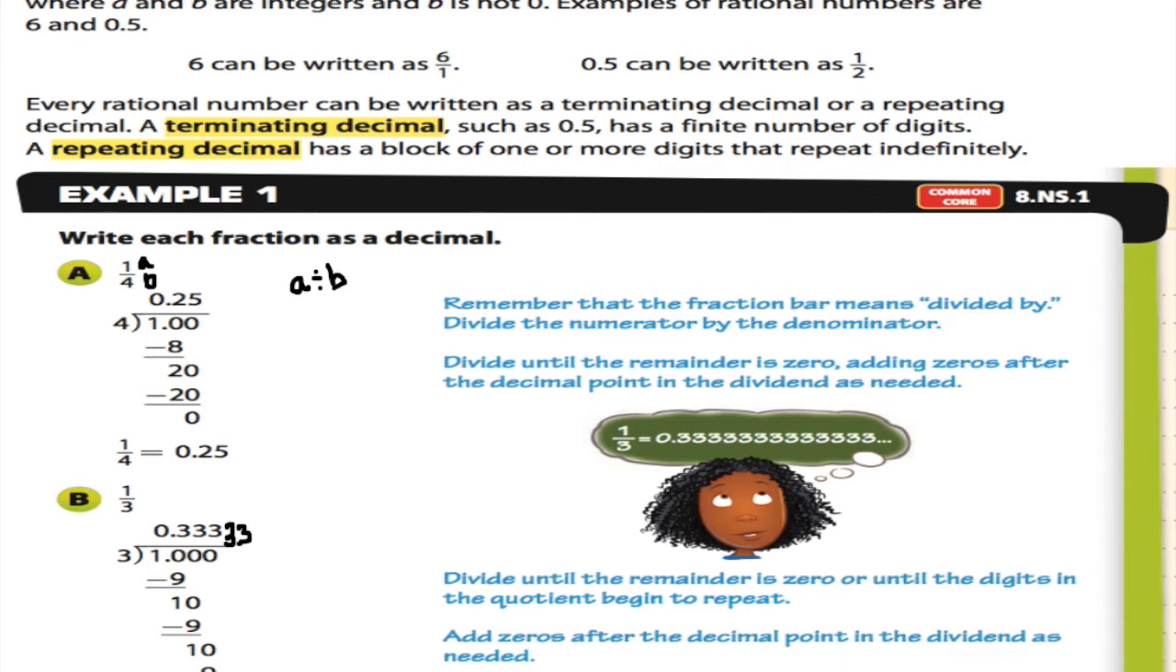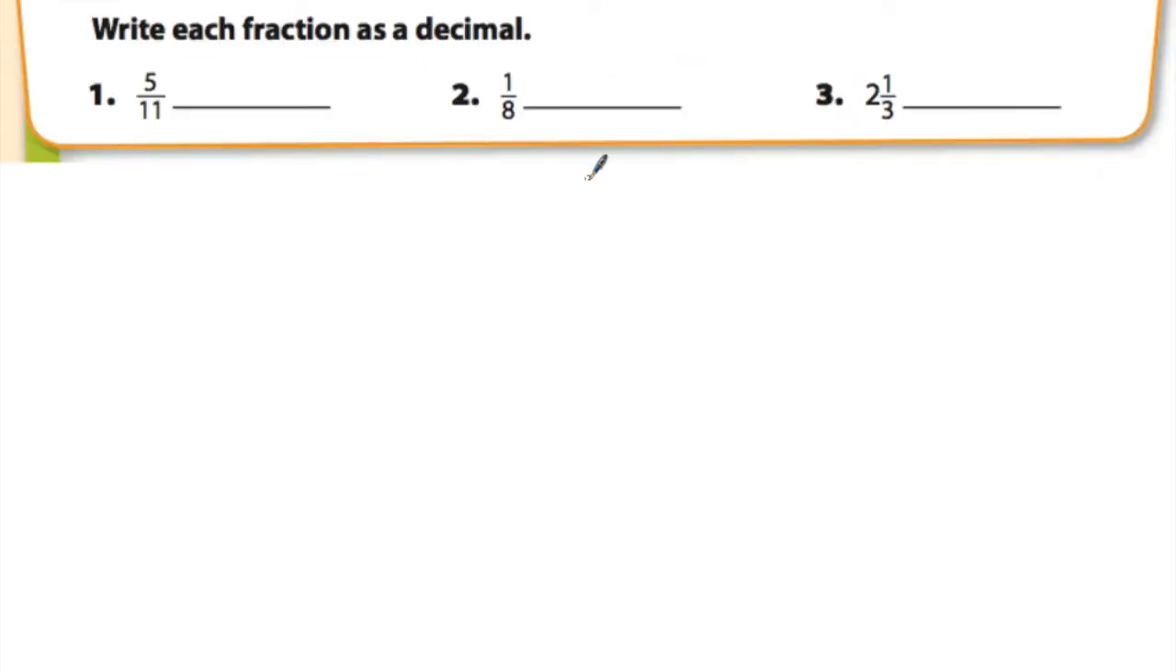So here we go, moving on to the next part. We are going to practice this. We're going to write each fraction as a decimal. I would like you to do this and then come back and check your answers. So remember, it's like the fraction tripped and fell. The divisor goes on the outside and the dividend goes on the inside. 11 can go into 5 0 times. So I put my decimal in and I bring it straight up and I add a 0 here.